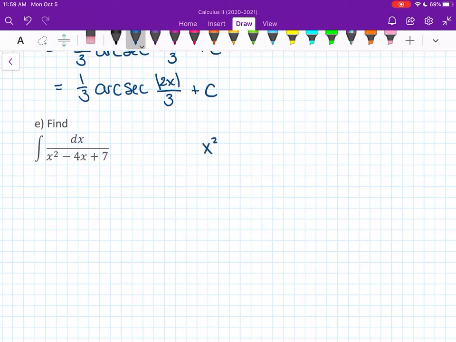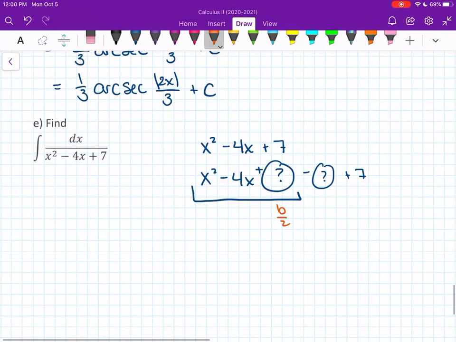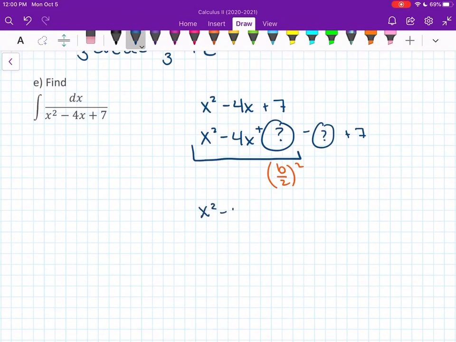So let's do that. If I have x squared minus 4x plus 7, I think about x squared minus 4x, and I add something and subtract that same something, plus 7, and I want this chunk to be a perfect square. How you do that is you take your b value, divide it by 2, and square it, and you add and subtract that. So 4 divided by 2, squared, I get 4 again. So I have x squared minus 4x plus 4 minus 4 plus 7.